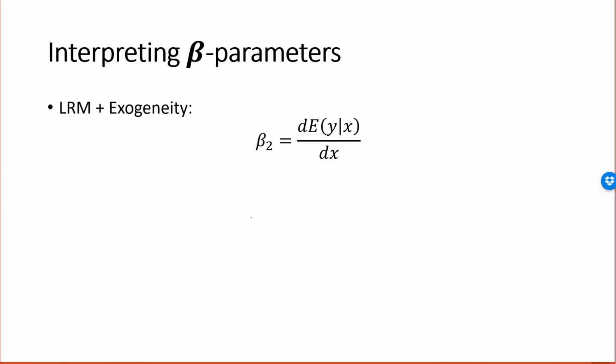Beta 2 doesn't really answer that question. Beta 2 in the linear regression model with just this one explanatory variable just answers the question, if I increase x by 1 unit, what will happen to the y value? I'm not keeping everything else the same.